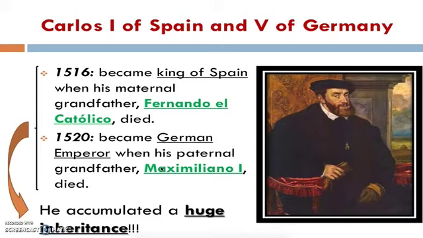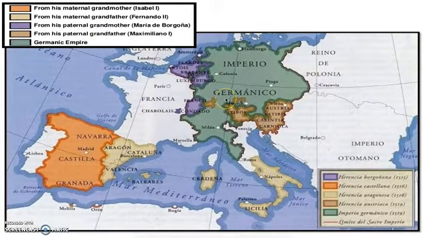Putting together the territories of the two sides of the family, he had a huge inheritance, o sea, un legado inmenso. Here we have the European territories that Charles I inherited. Just in Europe, the lands of the Iberian Peninsula, a great part of Central Europe, the Germanic Empire, Flanders, Franco Condado, the south of Italy, part of the north of Italy too, and Austria.